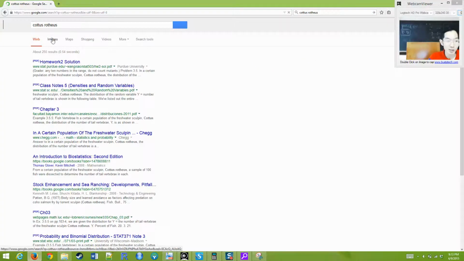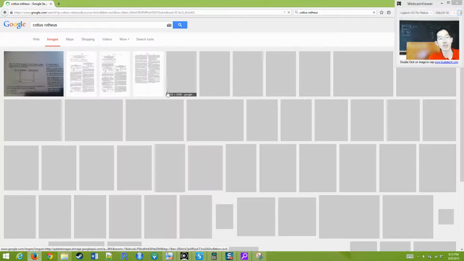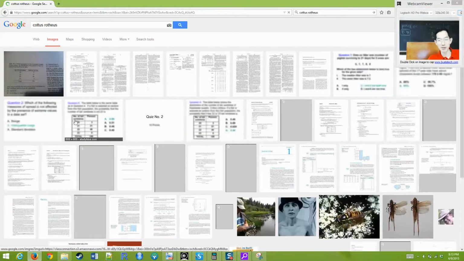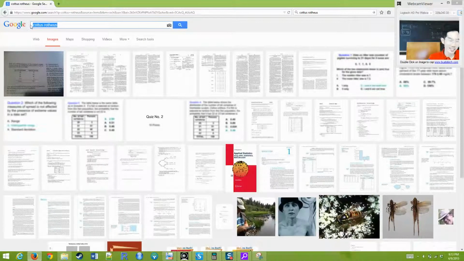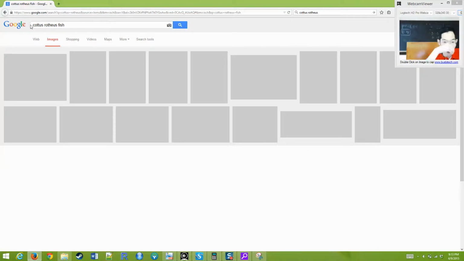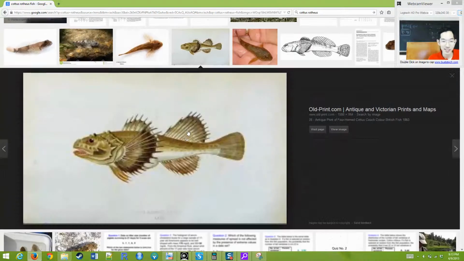Homework solution. Oh, somebody posted all the answers. It's all the homework problems. Okay. Yeah, I know. It's Cottus rothius fish. Let's see. Okay, there we go. This is what it looks like.